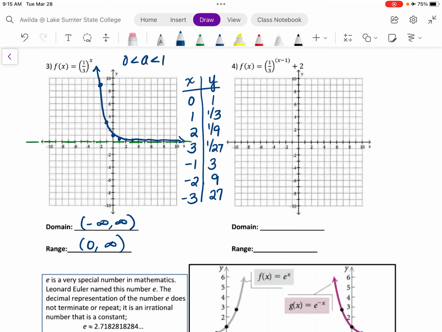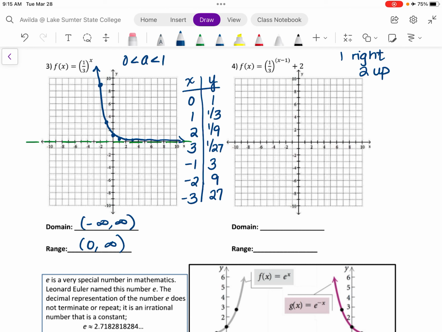In the next example, we will do a transformation to this parent function. In fact, I see two actions that must be taken. I see a horizontal translation as well as a vertical translation. This time we don't have any reflections. So for the parent graph that we just took care of, I see here that we would have to move 1 unit to the right and then 2 units up. So we could do that probably in one step.